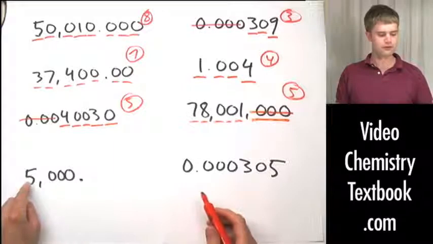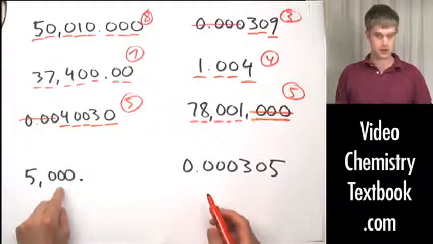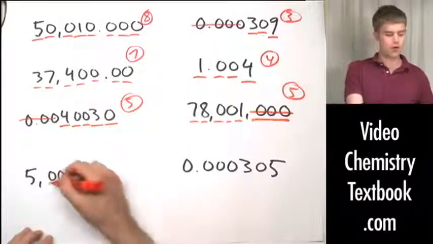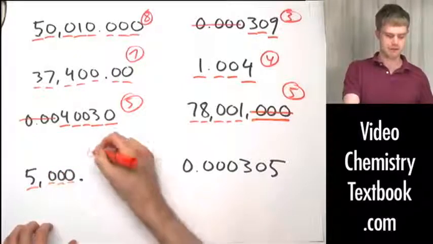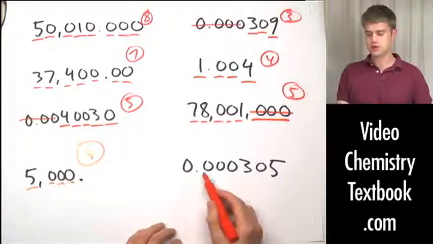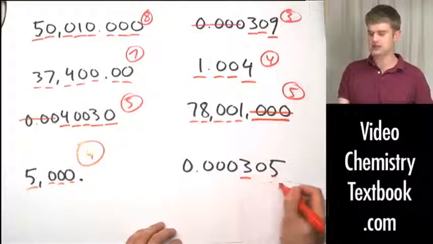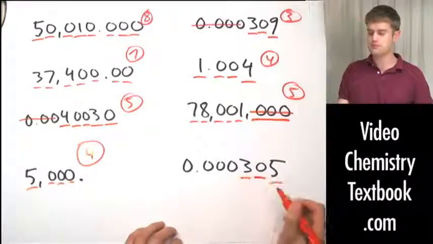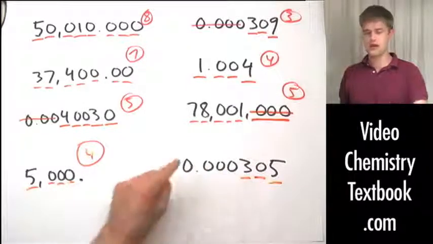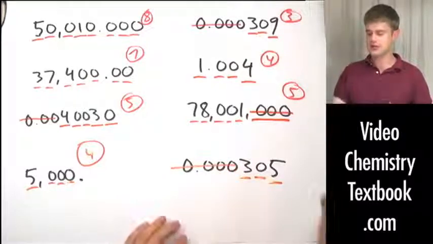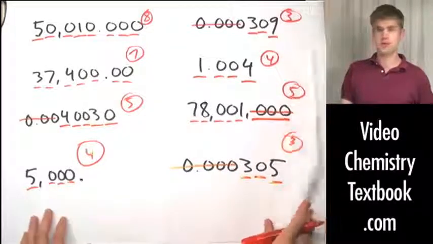5,000, zeros to the right, there's a decimal point, which means that they're all significant. 4. 0.000305, significant, significant, and a zero sandwiched between it means it's also significant. Zeros to the left, never significant, so there are only 3 numbers here.